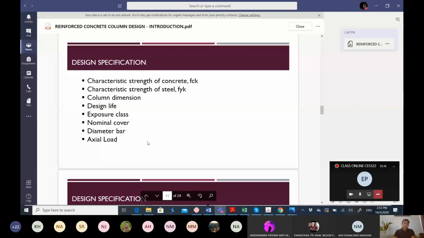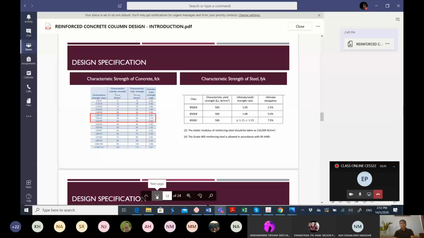Okay. So the first one is on the design specification. The characteristic strength of concrete is the same. Normally for the characteristic strength of the concrete we start from 30 MPa, but some consultants would like to use 35 MPa. It depends on the company and the client, on the performance needs of the building. Sometimes for the high end, they will use a higher grade of concrete. Okay, so 35 and above.